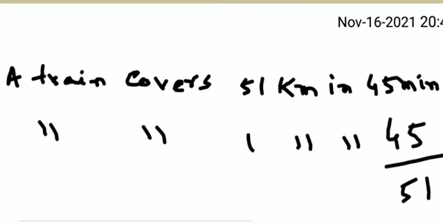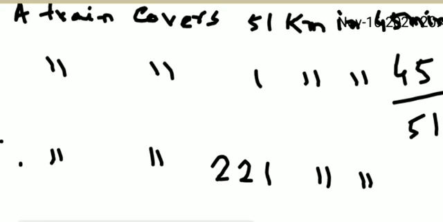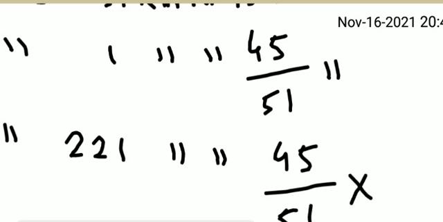Now the third line you have to write, therefore a train covers 221 km. So when the distance is more, the time will also be more. That means it will be multiplied. So 45 by 51 into 221. Okay.